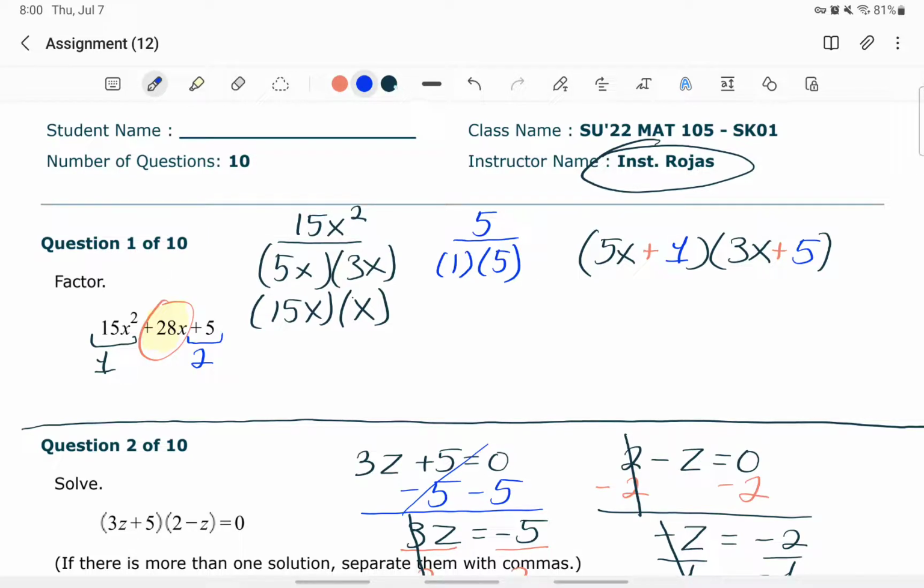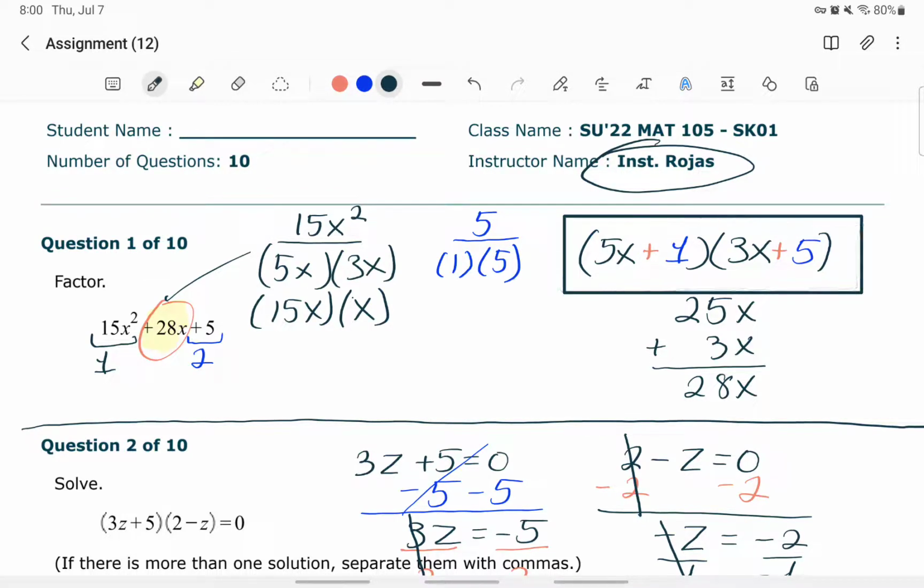Multiply the outer, then multiply the inner. 5x times 5 is 25x, plus 1 times 3x is 3x. 25x plus 3x is 28x. And because this is also 28x, that means the answer, when you factor this correctly, is here.